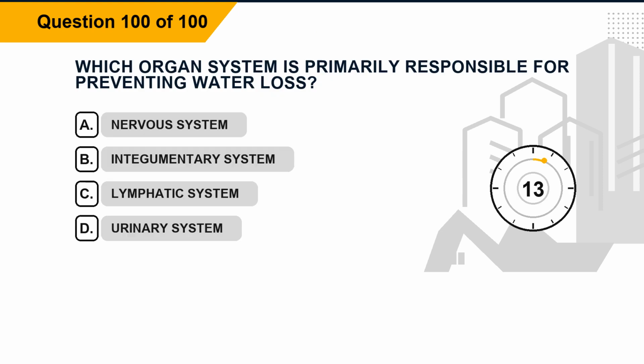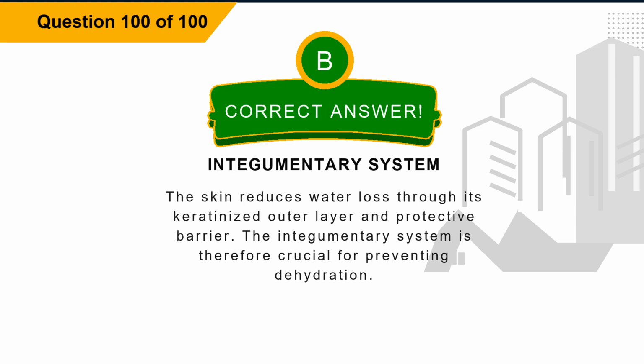Question 100. Which organ system is primarily responsible for preventing water loss? Option A, nervous system. Option B, integumentary system. Option C, lymphatic system. Option D, urinary system. The correct answer is option B, integumentary system.